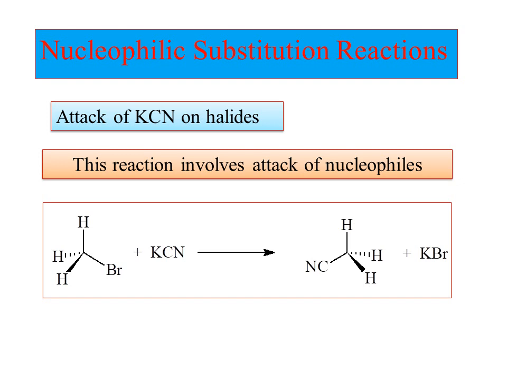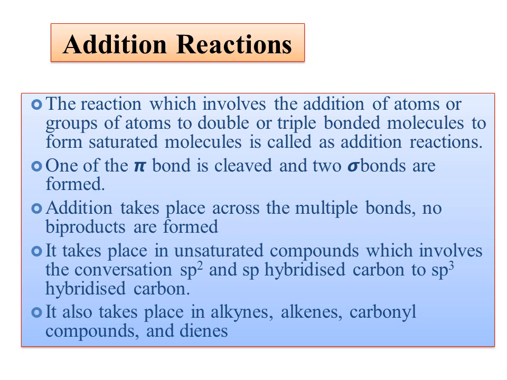Attack of the KCN on alkyl halides. Here in the first step, KCN will get converted into K plus and CN minus. That CN minus will go and attack the carbon, thereby the CN minus is a nucleophile. The reaction is initiated by the attack of the nucleophile, which is the rate determining step, and that leads to the substitution reaction. This we are going to call the nucleophilic substitution reaction. This is one type of reaction.